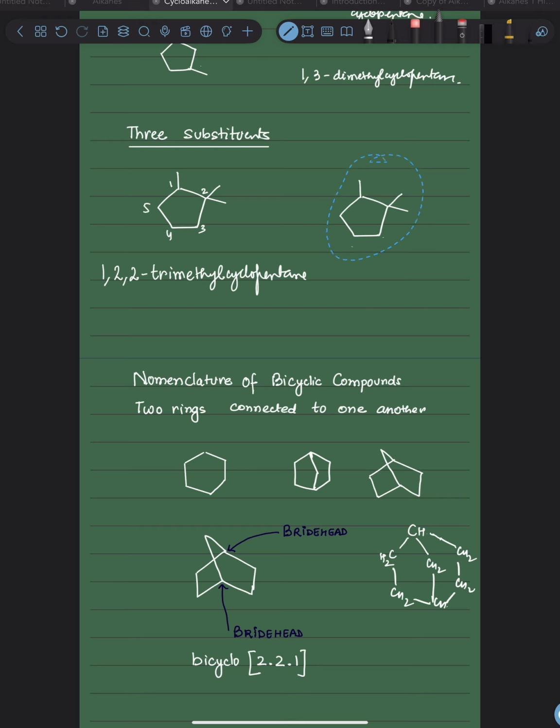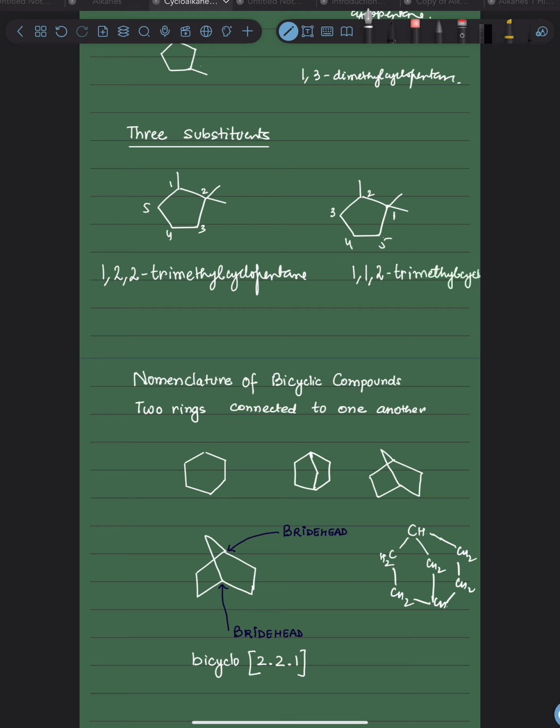The other way is that you give this one as number 1. This is 2, 3, 4, 5. So this would become 1, 1, because at first position you have 2 methyls. So the locant for the first methyl is 1. The locant for the second methyl is also 1. So 1, 1, and then at second carbon you again have methyl. So 1, 1, 2 trimethyl, this is all one word, cyclopentane. All one word. In one word you should write all this name, right?